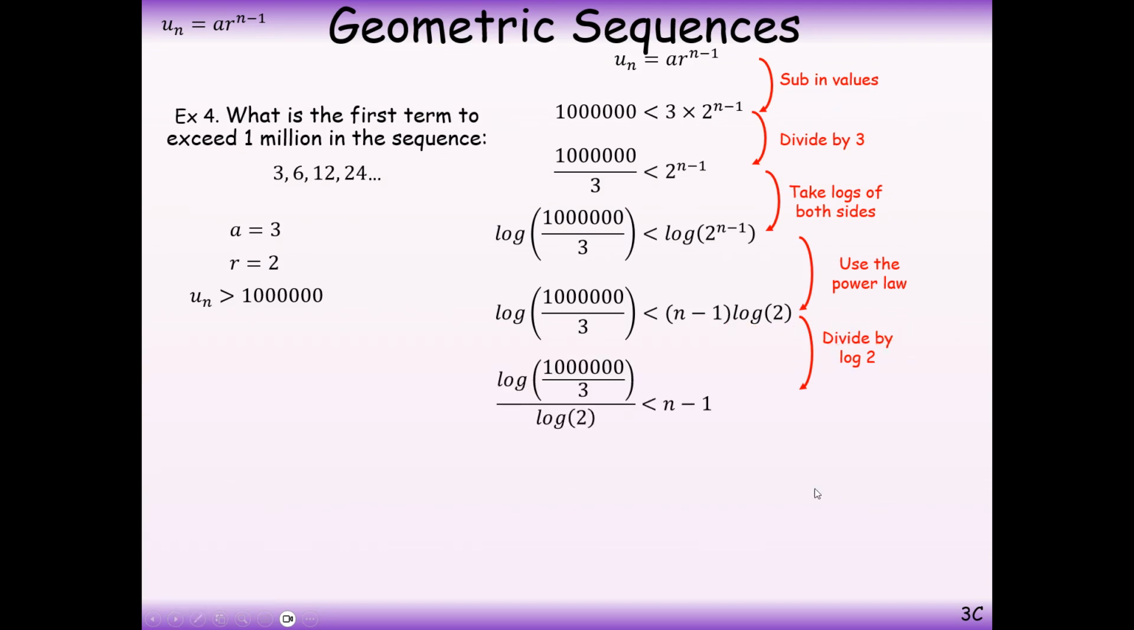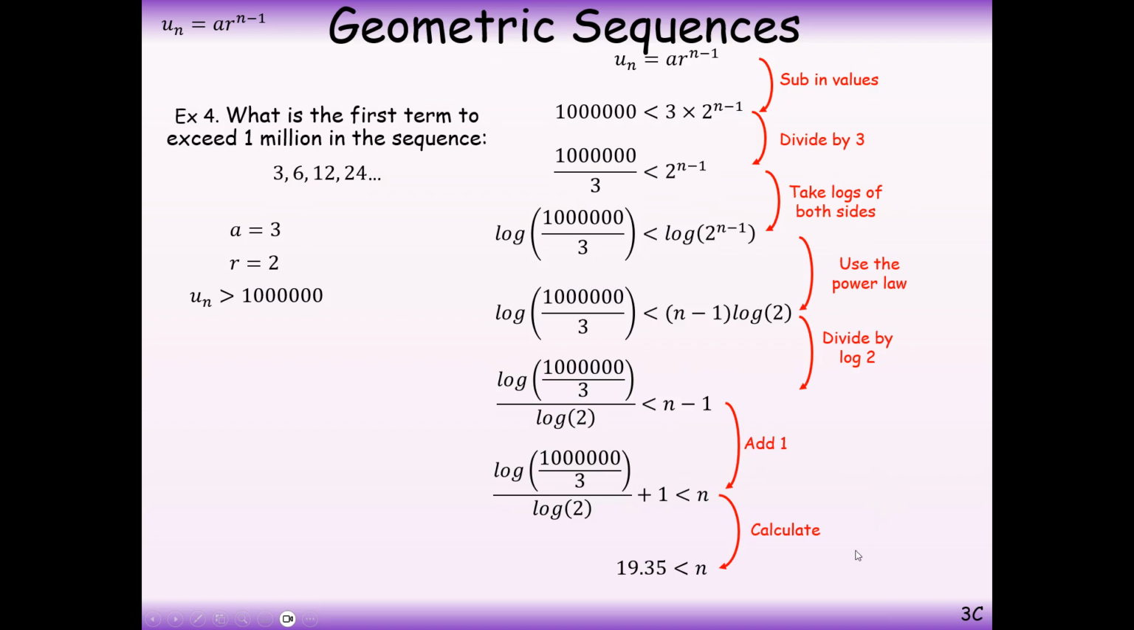So then we'll have n minus 1 is equal to this expression. Then we add 1 to both sides and evaluate it on our calculator. You get a decimal number. The first whole number that's bigger than 19.35 is 20. So the position of the number that would exceed 1 million is the 20th number.